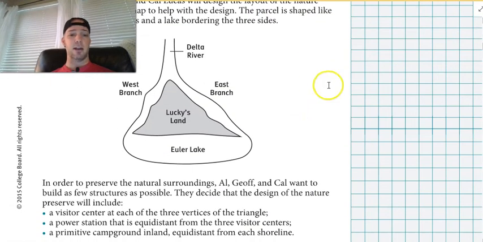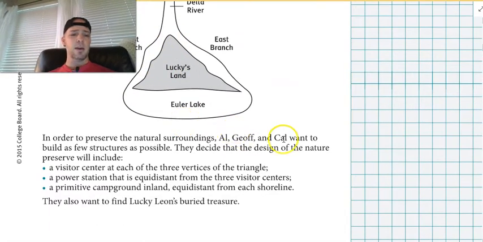So we can see a little diagram of the parcel of land that was donated. Here we have some rivers and a lake running around Lucky's land right here, and it's kind of shaped like a triangle. In order to preserve the natural surroundings, with as few structures as possible, they decide on a nature design so that the visitor center will be at the vertices of this triangle. So we'll have a visitor center here, here, here. And a power station that is equidistant from the three visitor centers. So somewhere around here, wherever we can find a spot that's going to be equal distance from all three of these vertices. I don't know exactly where that's at, but equidistance just means it's going to be the same distance from all three of those.